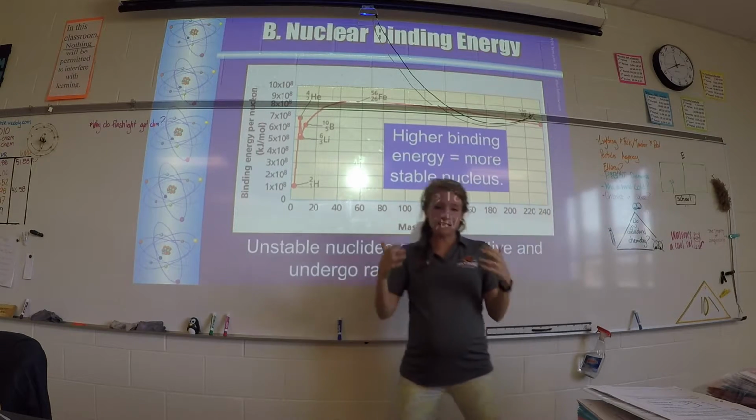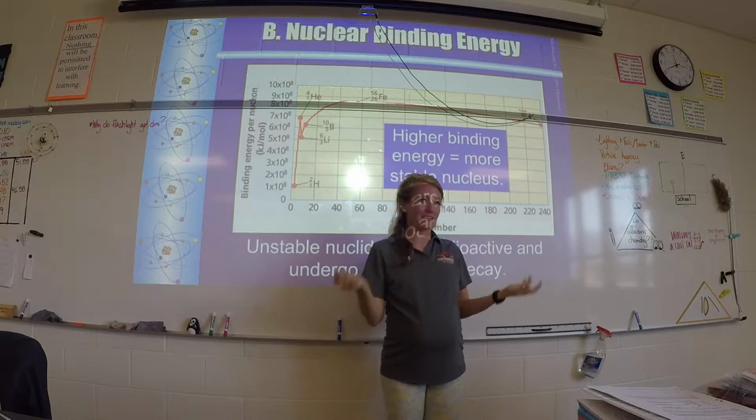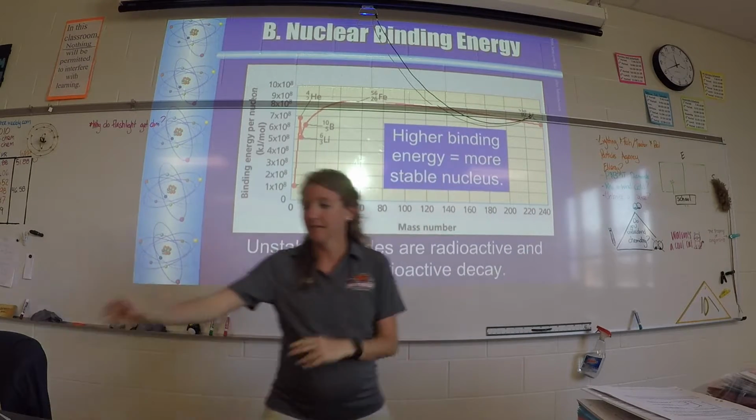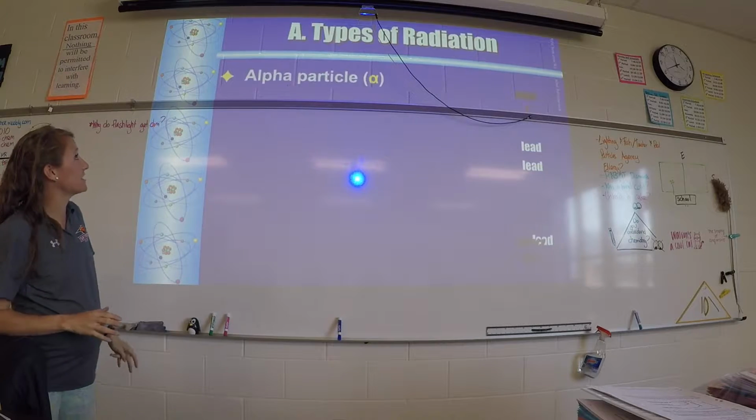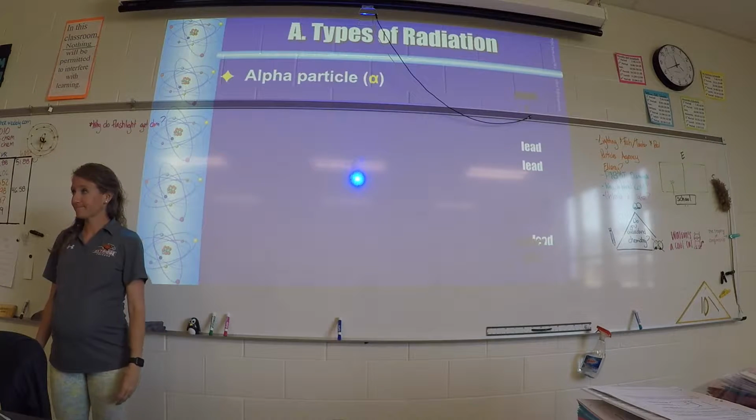Okay, so when somebody says radiation, it's a broad term, and there's different things that can come out. The first type of radiation is known as an alpha particle.